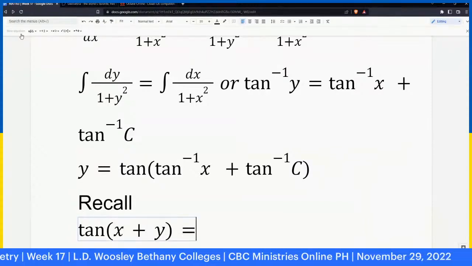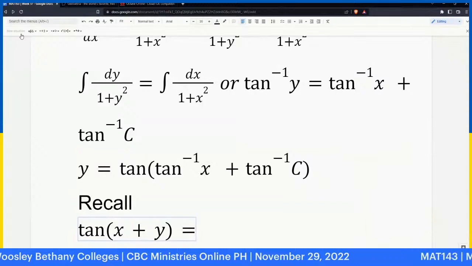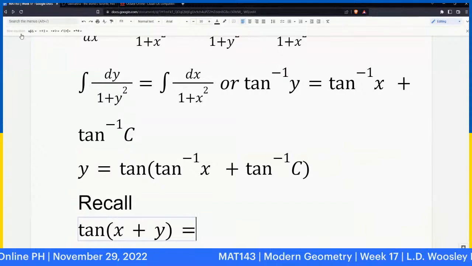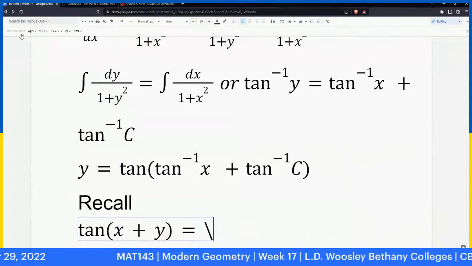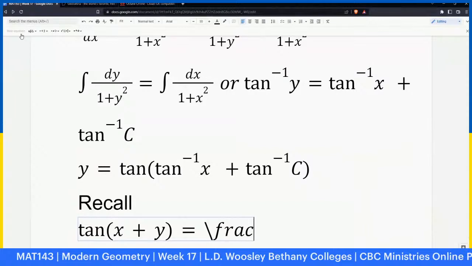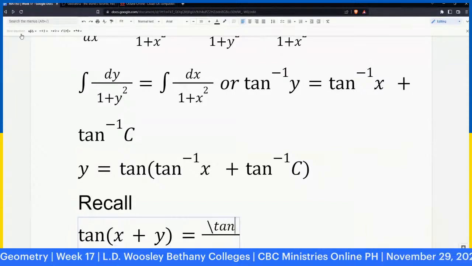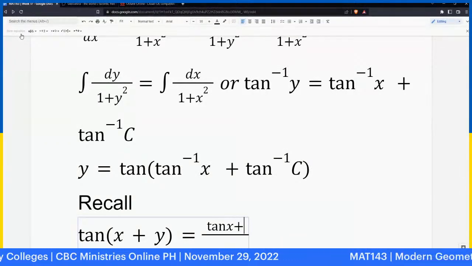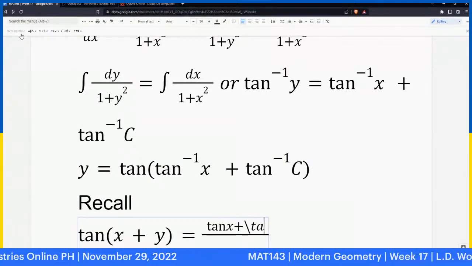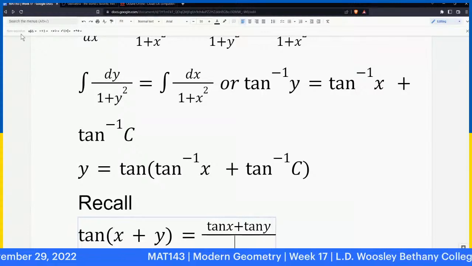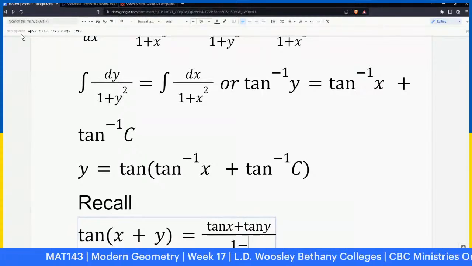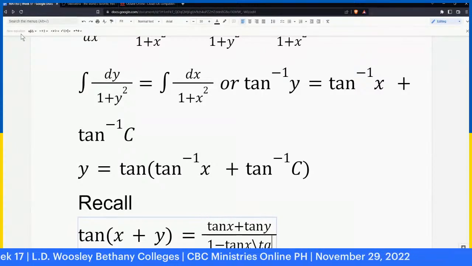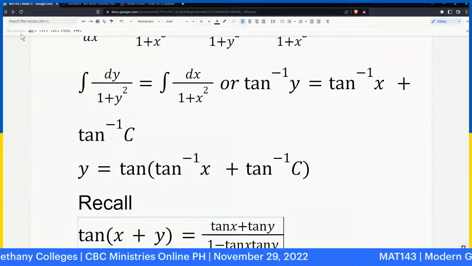Ano nga ulit, Michaela? Can you recall? Tangent of x plus y is equal to tangent x plus tangent y over 1 minus tangent x tangent y. Okay, correct. Now, substitute natin dito.